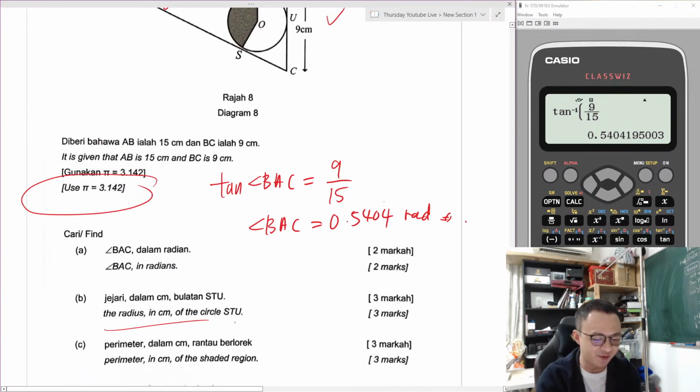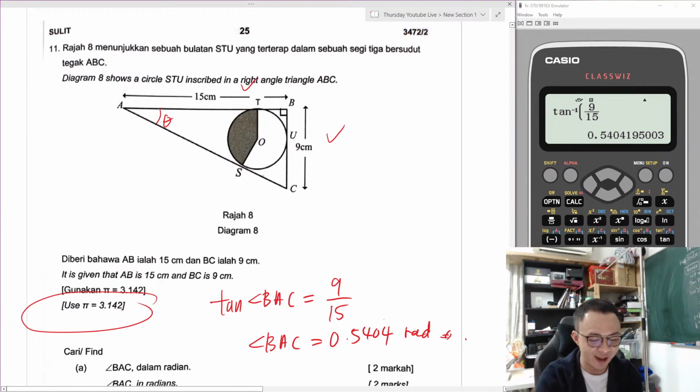Alright, okay, we don't want to waste time to talk nonsense here. Then they ask us to find the radius for circle STU. Okay, STU. Right now I want to find the radius. So let me think how I can do here. Definitely I will add a 90-degree line here, and this is my R. I think I can do Pythagoras here. I hope I can.